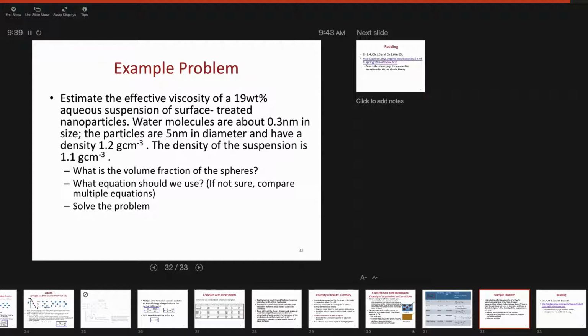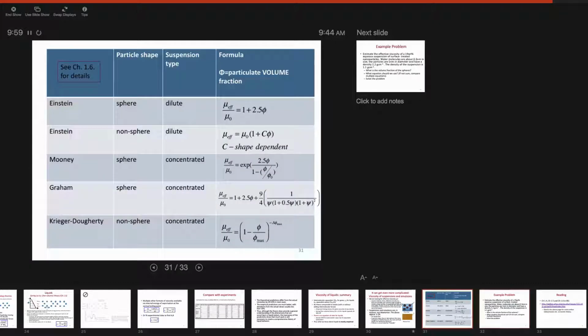So the key thing is somehow to relate volume fraction of spheres to the densities that I have provided, because that's the information I have provided. Is the size of these spheres actually relevant here? It doesn't count, right? None of these formulas say anything about what the particle size is in this whole problem.